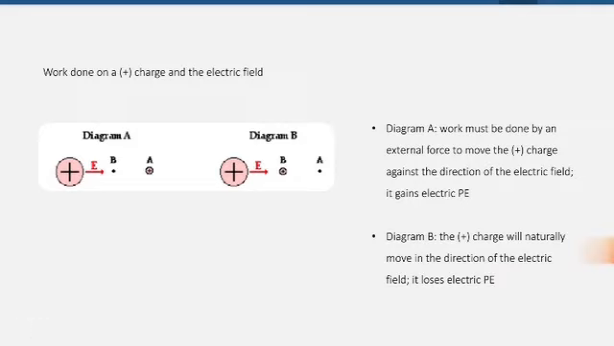So, again, we have two diagrams, A and B. You have a positive source charge. That means na away yung kanyang electric field, right? And then you have a test charge, the smaller one.